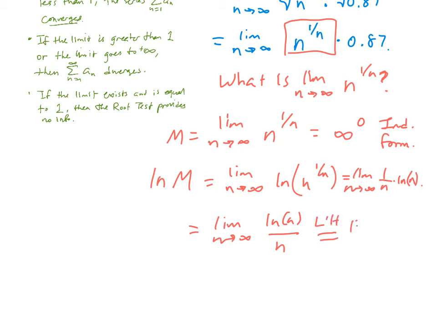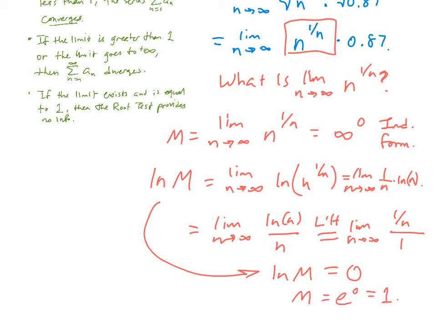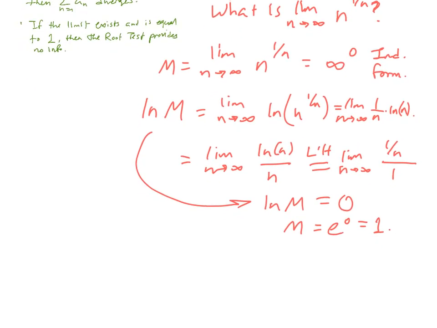and rewrite that as the limit as n goes to infinity of 1 over n, that's the derivative of the numerator, over the derivative of the denominator with respect to n. And that's just the limit as n goes to infinity of 1 over n. So this natural log of m from earlier is equal to 0. If the natural log of m is 0, then that means that m is e to the 0, which is 1.